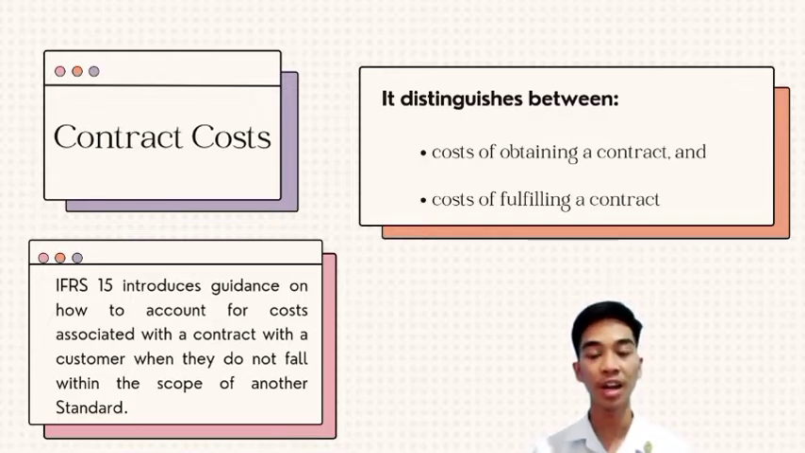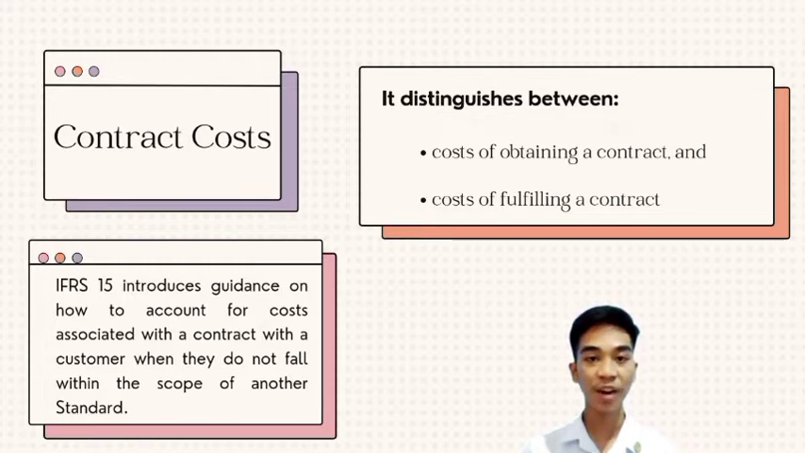In particular, IFRS 15 makes clear that in some circumstances, it may be appropriate to recognize an asset for costs incurred to fulfill a contract that does not yet exist. IFRS 15 introduces guidance on how to account for costs associated with a contract with a customer when they do not fall within the scope of another standard. It distinguishes between the cost of obtaining a contract and the cost of fulfilling a contract.